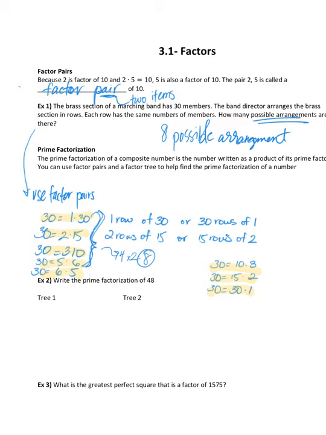Okay, so right here, we're going to look at prime factorization. That was back up here. Sorry, I didn't have a lot of room, so we had to take that space. Prime factorization of a composite number is the number written as a product of its prime factors. You can use factor pairs and a factor tree to help find the prime factorization of a number. What I want us to do is take a look at 60 as an example.